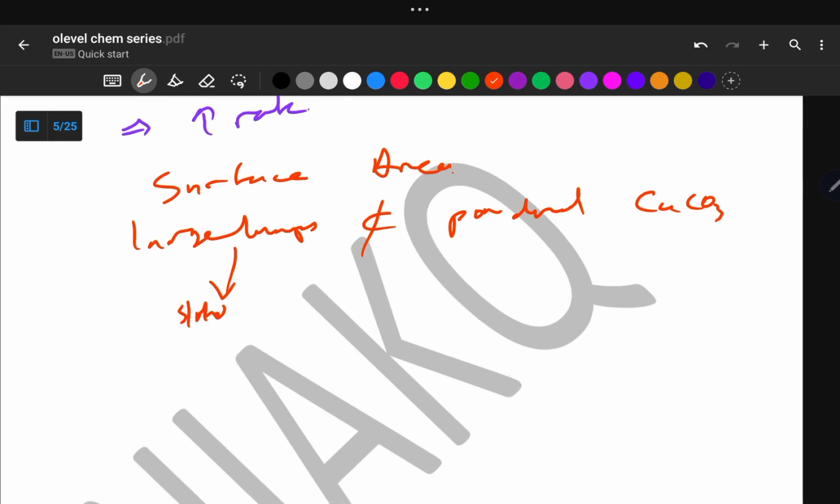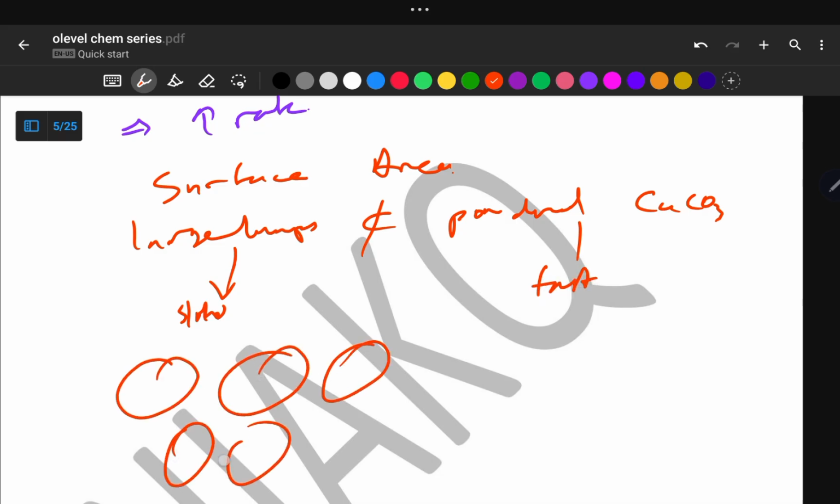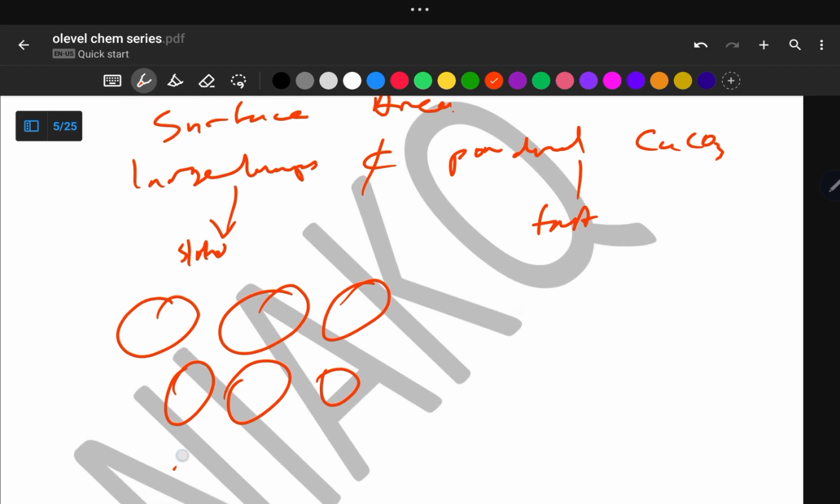This one is going to be slow, and then this one is going to be fast. These are the lumps, right? So the effect of hydrochloric acid is going to be slow here, and then these are the powdered ones. The calcium carbonate has been crushed, and then we're having the powdered one. So the effect of hydrochloric acid is much faster on this one.